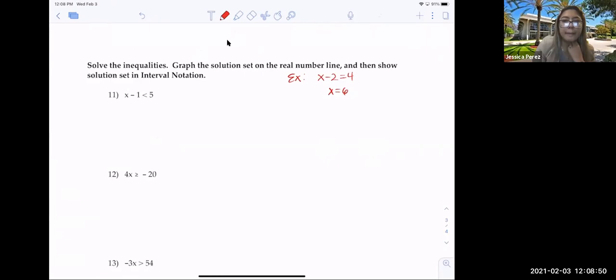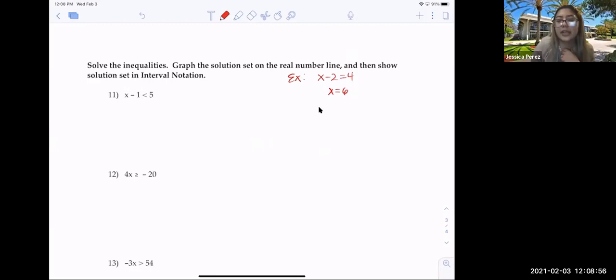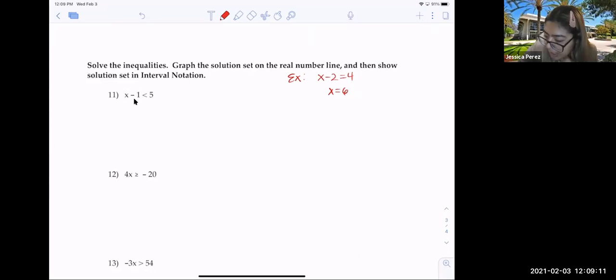Okay. So do you always do the opposite? Let's say it was plus 1. Look over here. What did we do over here? If this is a minus, bring it over by adding. And that's why I got 6. It's always the opposite. So here we have to add 1 to both sides. And what do I get? I get x is less than 6, but we're not done.